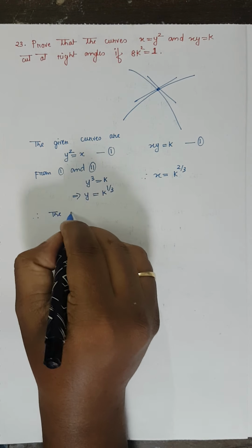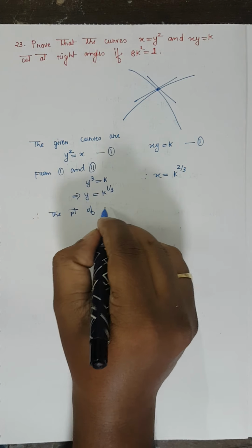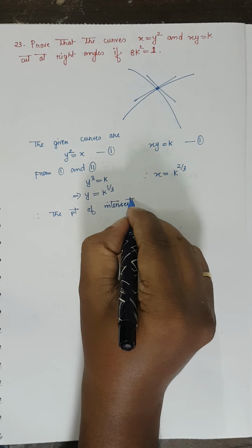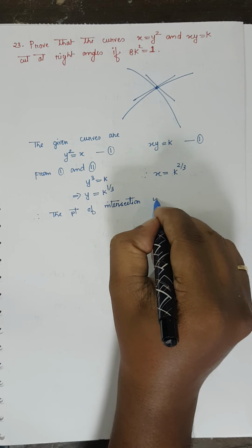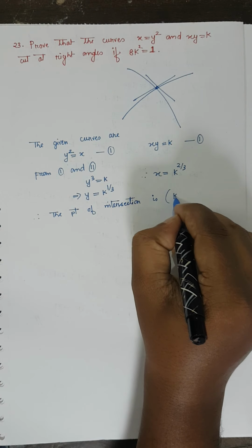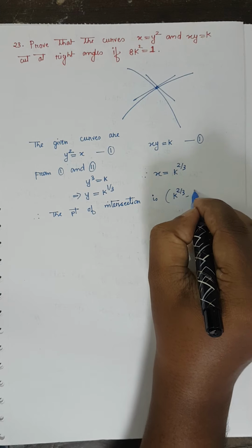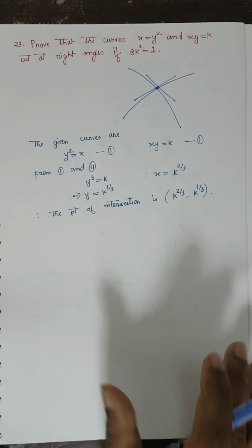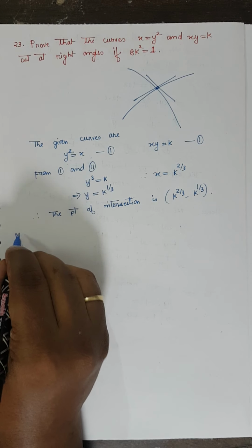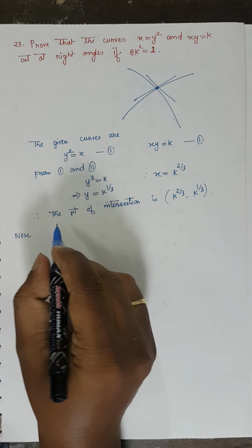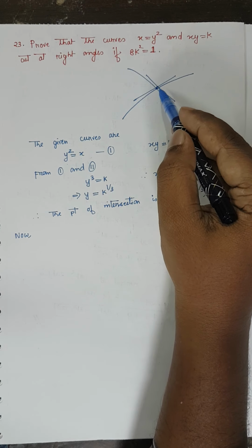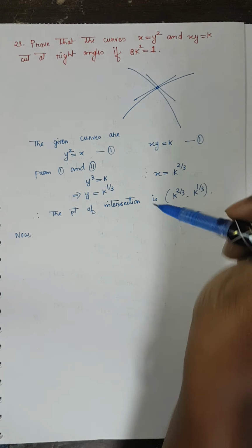Therefore the point of intersection is k to the power 2 by 3 comma k to the power 1 by 3. Now we'll find the slope of the tangents drawn to the respective curve at the point of intersection.